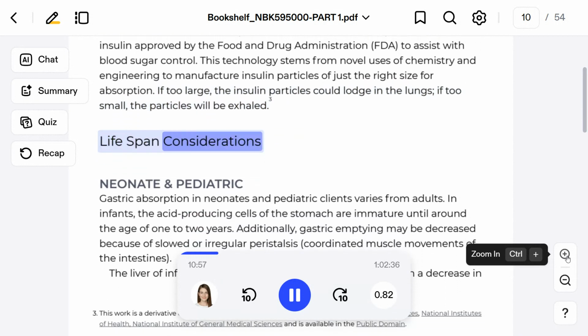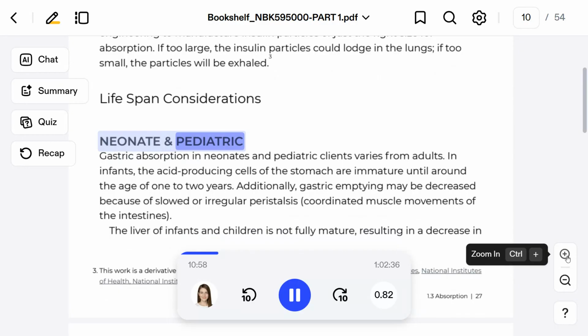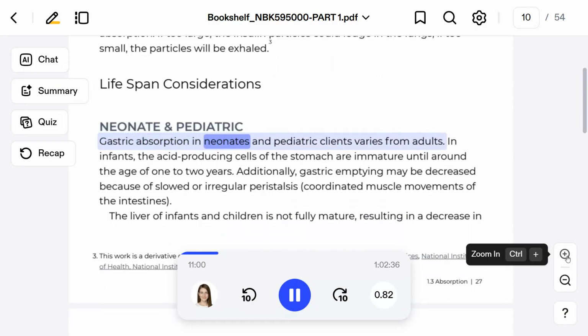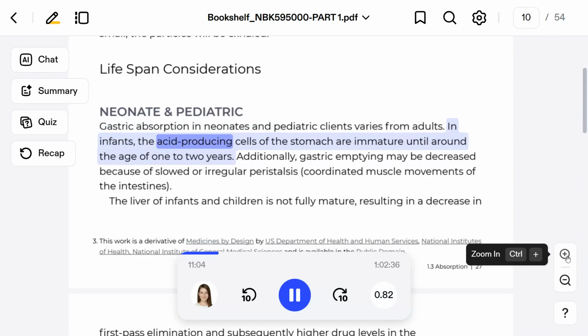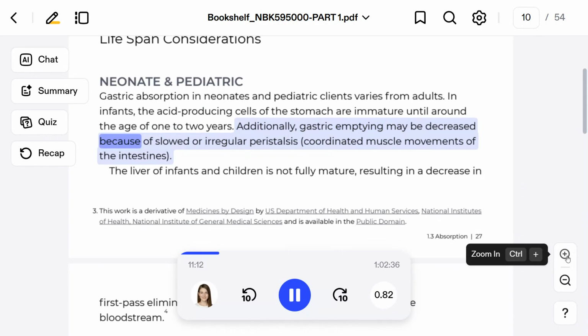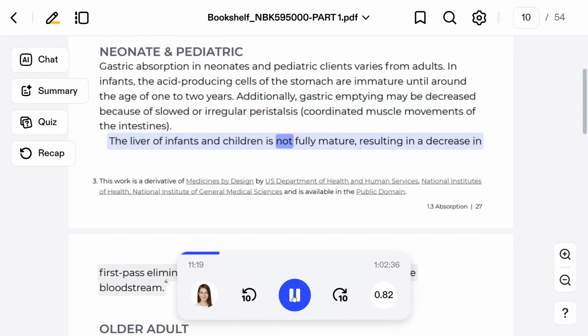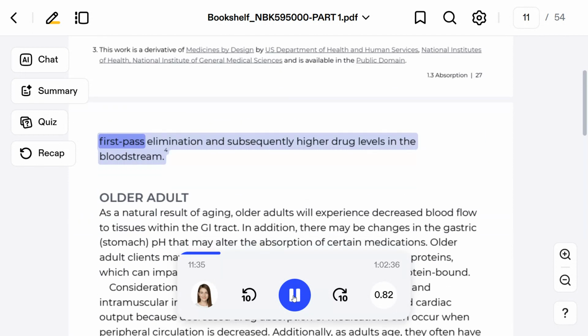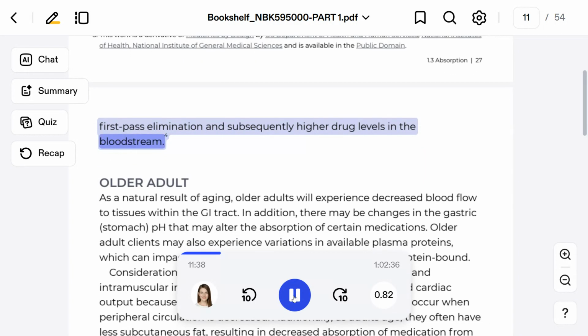Lifespan considerations. Neonate and pediatric. Gastric absorption in neonates and pediatric clients varies from adults. In infants, the acid-producing cells of the stomach are immature until around the age of 1 to 2 years. Additionally, gastric emptying may be decreased because of slowed or irregular peristalsis. The liver of infants and children is not fully mature, resulting in a decrease in first-pass elimination and subsequently higher drug levels in the bloodstream.